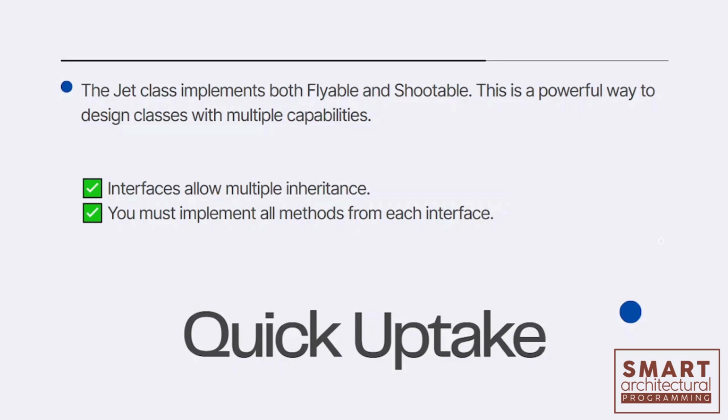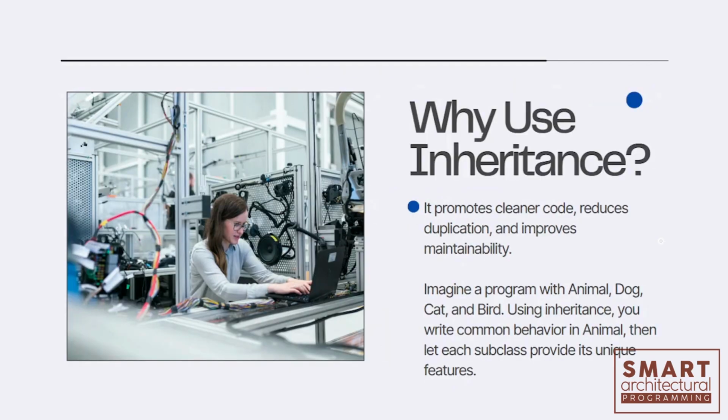So with that out of the way, we need to understand why we need to use inheritance. Let's take a step back. Why does inheritance matter? It promotes cleaner code, reduces duplication, and improves maintainability. Imagine a program with Animal, Dog, Cat, and Bird. Using inheritance, you write common behavior in Animal, then let each subclass provide its unique features. So that's a simple explanation of why you need to use inheritance.